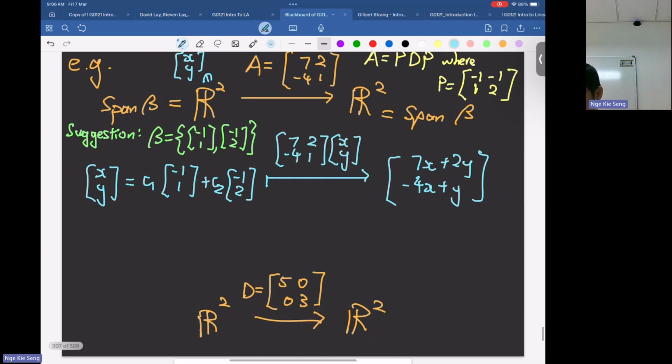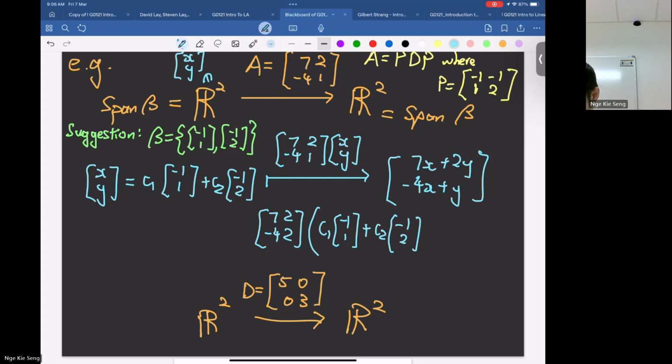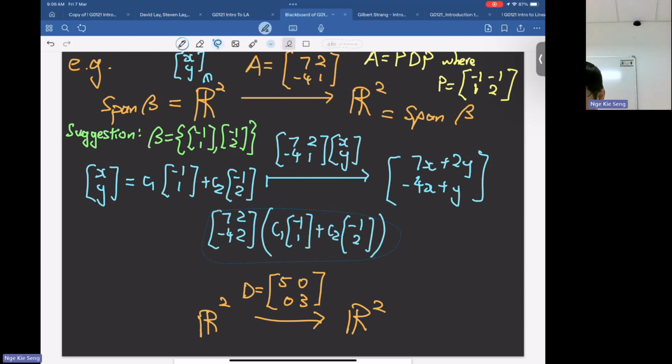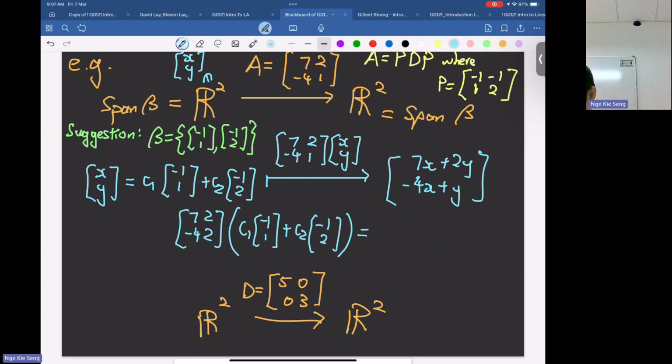But if you split your vector into a linear combination of basis vectors, then the calculation becomes very enlightening. Let me show you in a moment. If you multiply the matrix to this sum, because the matrix transformation is linear, you can split the calculation like this.